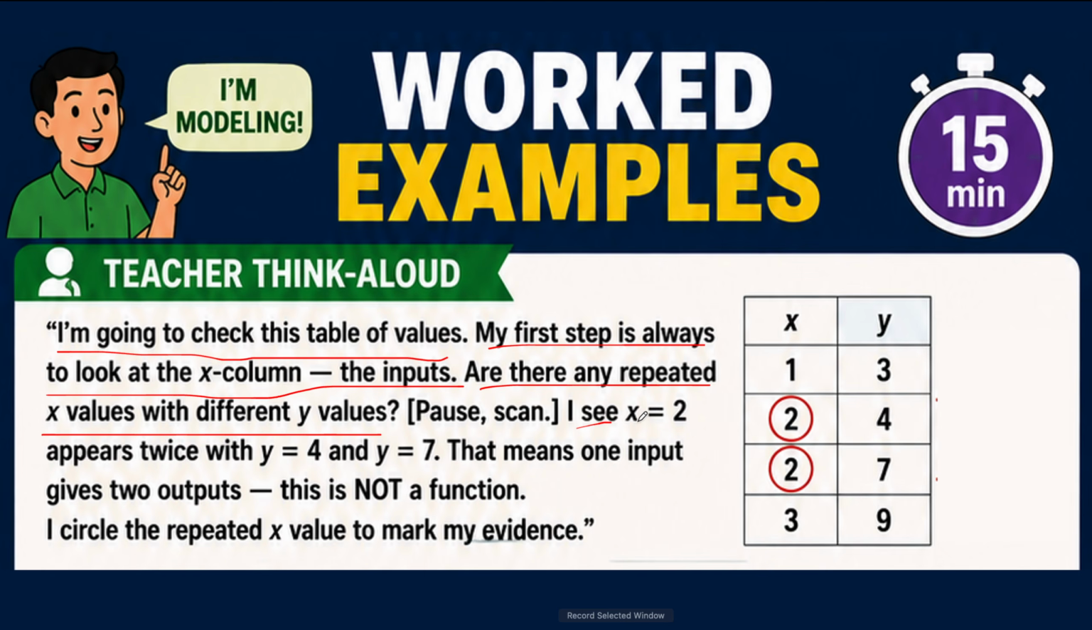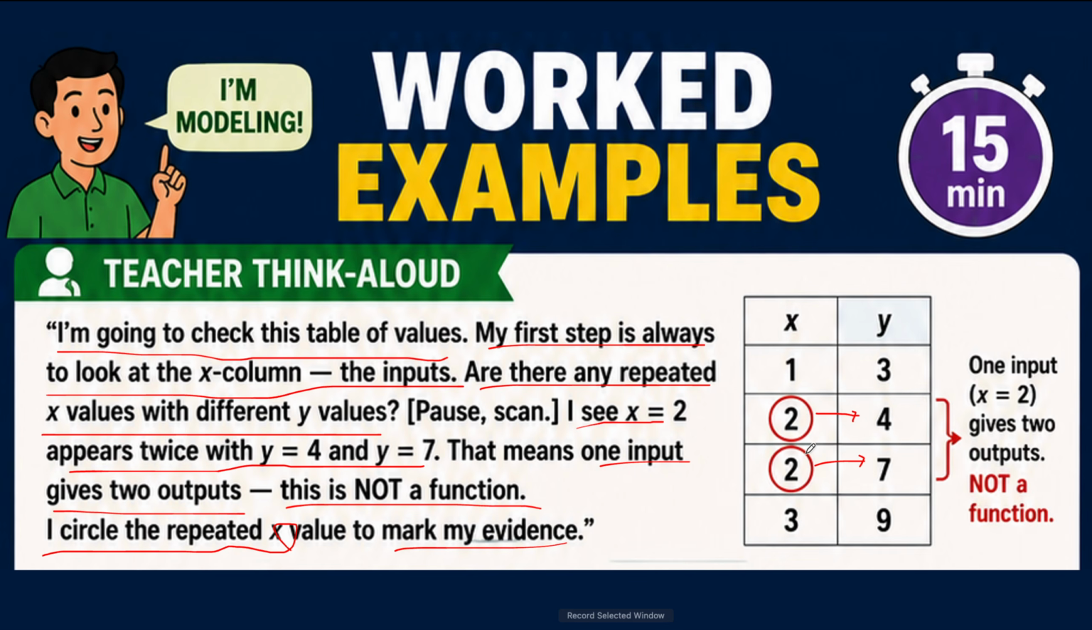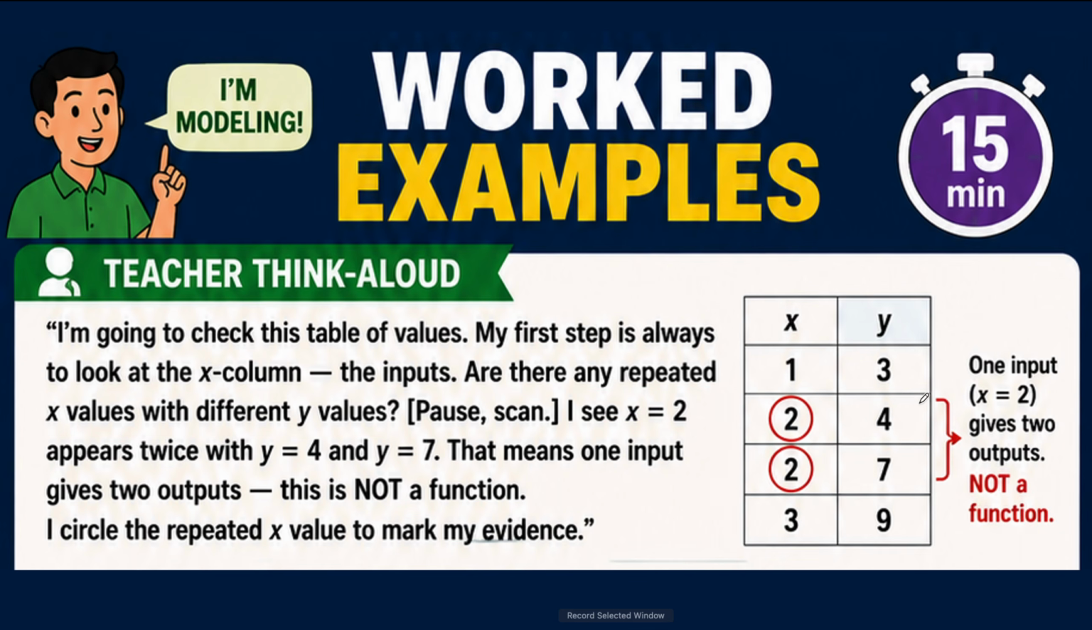I see X equals 2 appears twice, with Y equals 4 and Y equals 7. So 2 appears twice with two different outputs, or Y. That means one input gives two outputs. This is not a function. I circle the repeated X value to mark my evidence. So when you see that, you can encircle it to mark your evidence. Again, this is not a function.